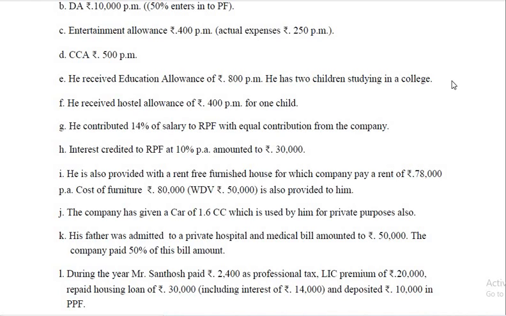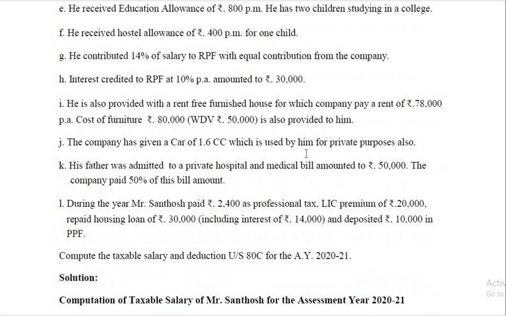So interest credited to recognized provident fund is exempt to the extent of 9.5%. Here half percent is taxable. So 10% is equal to 30,000. What is half? In other words, 30,000 divided by 10 into 0.5. That way you calculate.